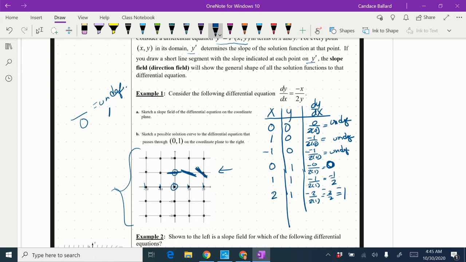All right. It's steeper than the one I originally drew. And then I'm going to go the other direction now.